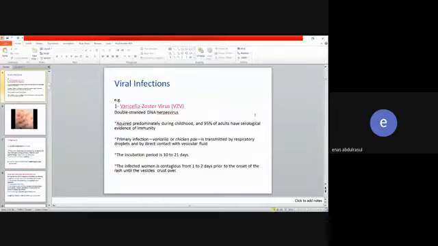We say the skin rash or vesicles dry up. But the infectivity starts from 1 to 2 days prior to the onset of the rash, and continues until all the lesions become crusted. The incubation period is from 10 up to 21 days.